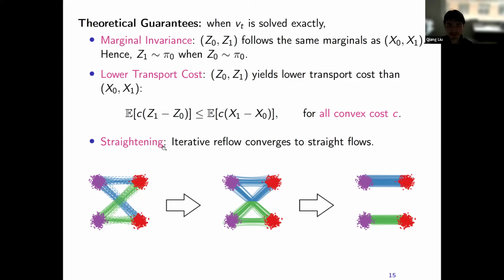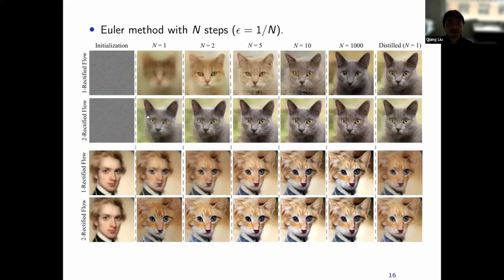And the third property is that if you repeat this process, you will in the end get a straight flow. If we have time, I will give the precise statement of this result. And this is an illustration, an empirical result. The top row is the first flow that we learned, and because the initial linear trajectories have intersections, you can see that the first trajectory is not perfectly straight.